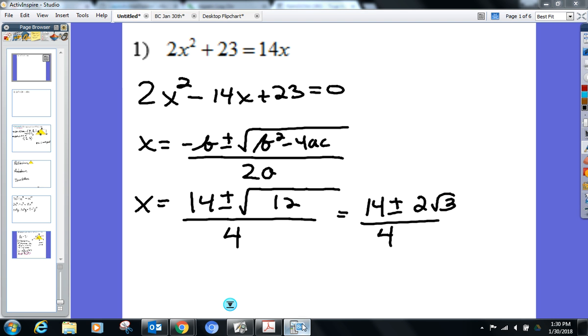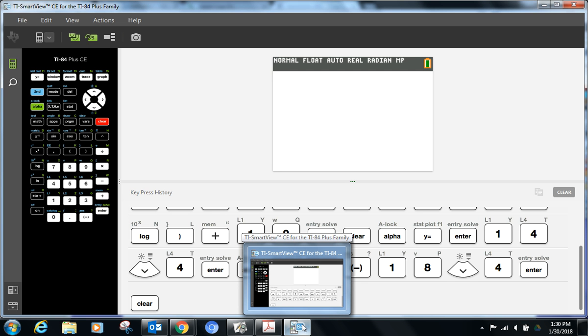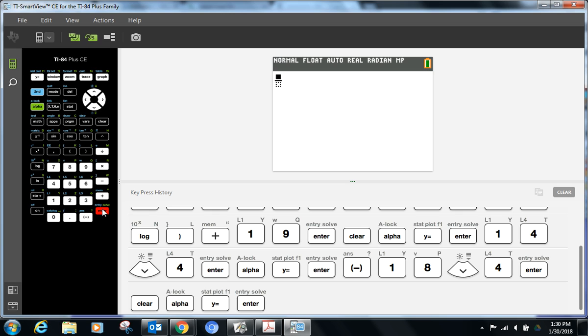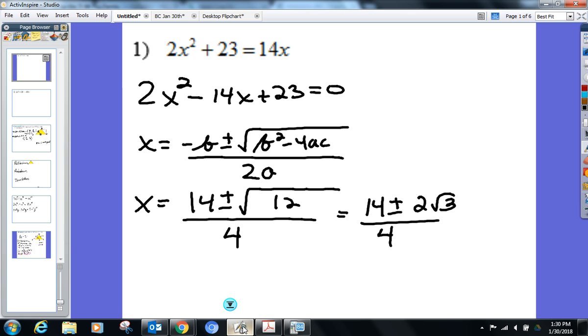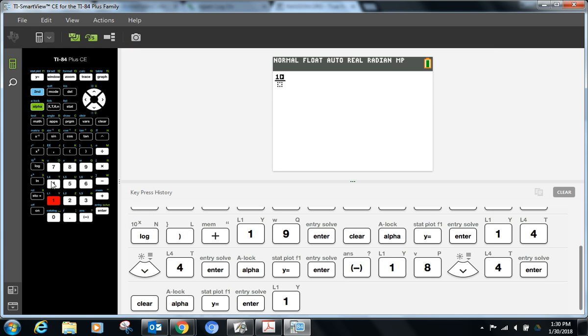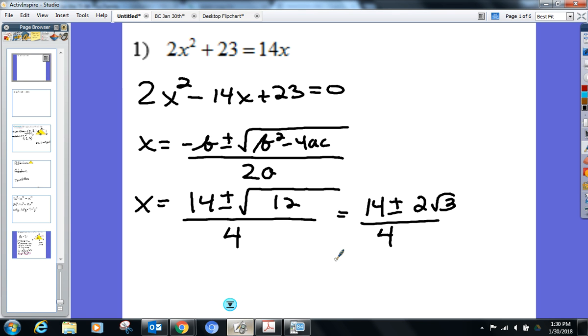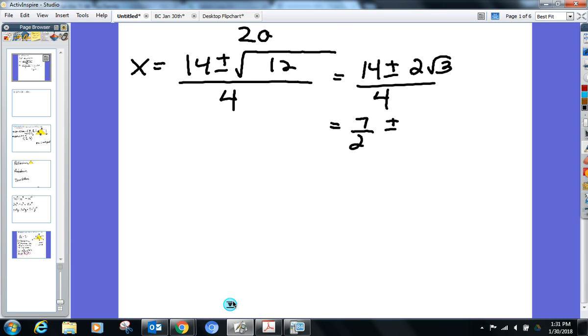Does everyone have one of these devices here? Yes? Does everyone have the ability to get one of these on that device? If you can do that, you can reduce. All you need to do, 14 over 4, I've been stressing this all year long, and what will it give you back? The reduced version, 7 halves. So now I can say, all right, 7 over 2 plus or minus, Ellie, back to you, what's 2 over 4 reduced down to? 1 half, so radical 3 over 2. You can leave your answer like that.